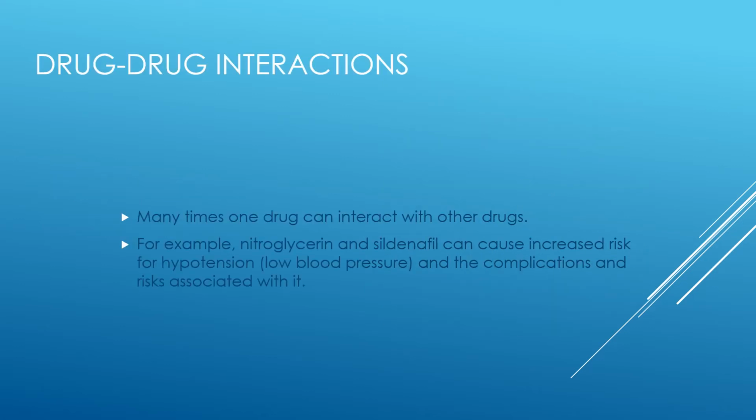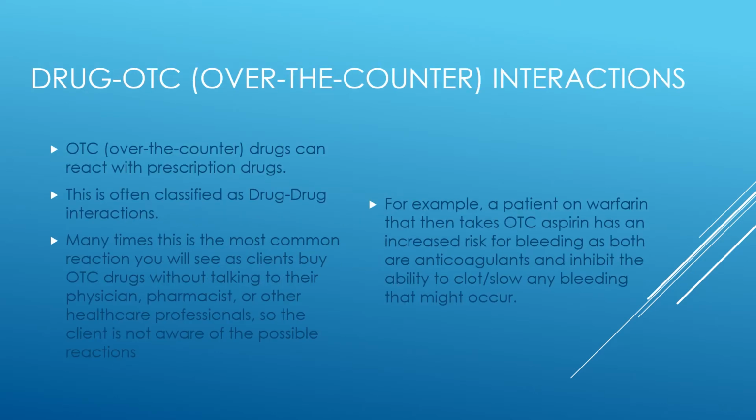Next, we have our drug-drug interactions. This is probably one of the more common ones and the one you'll probably discuss more, because many times one drug interacts with another drug. For example, nitroglycerin and sildenafil cause an increased risk for hypotension or low blood pressure, and then there's complications associated with that low blood pressure, so we need to be checking that medical history for any interacting drugs.